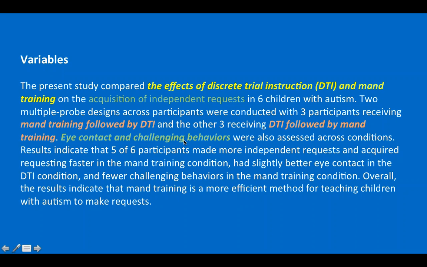So for our independent variables, we're looking at the MAN training and the DTI, and specifically the ordering. And with our dependent variables, we're looking at acquisition, eye contact, and challenging behavior.